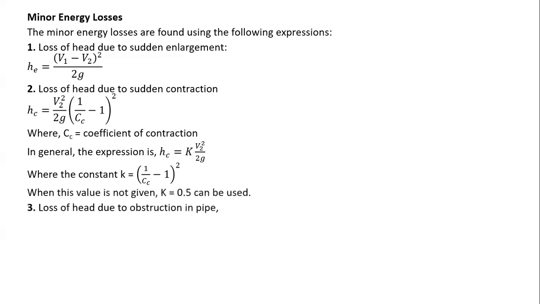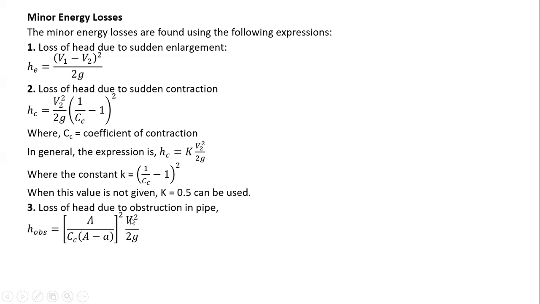Then the third one, the loss of head due to an obstruction in the pipe. It could be the pipe is almost clogged; something is blocking the flow of fluid. For such, it's (A over (Cc times (A minus a)) minus 1) squared times V squared over 2g. The small a you see there is the area of that obstruction, which is the cross-sectional area of the object or material obstructing the pipe from allowing fluid to flow smoothly. Then A is the cross-sectional area of your pipe.